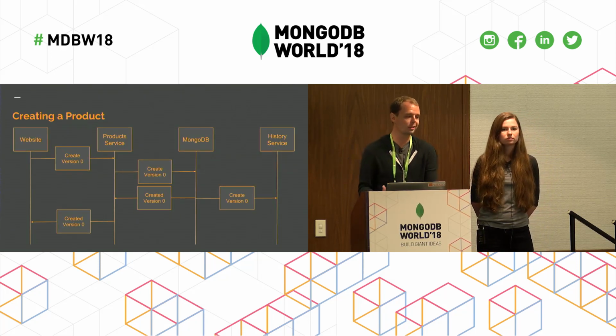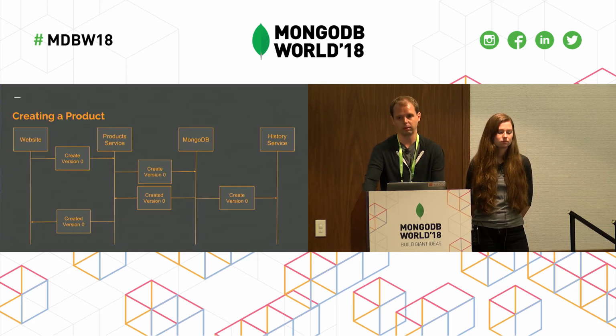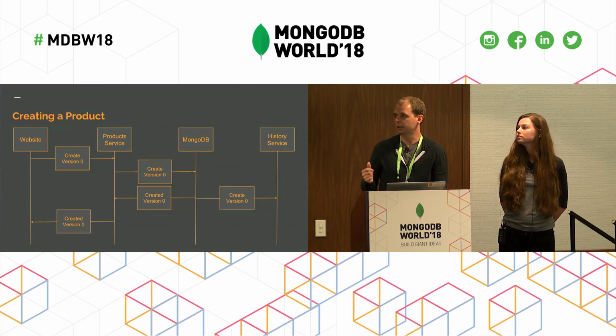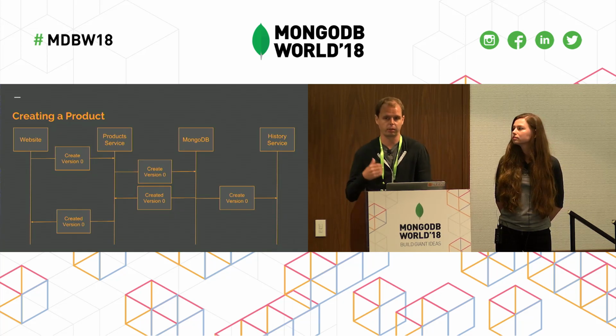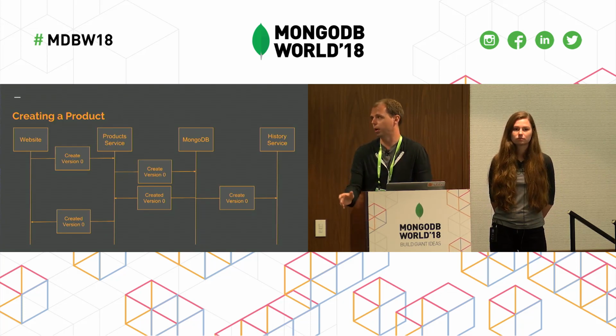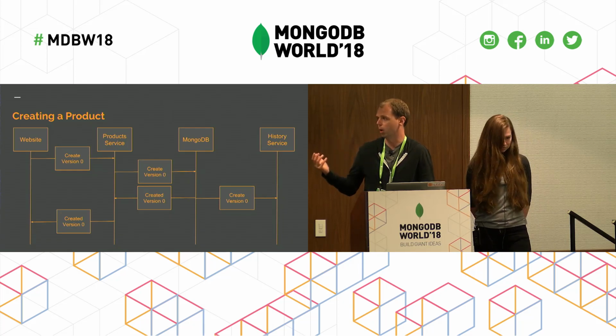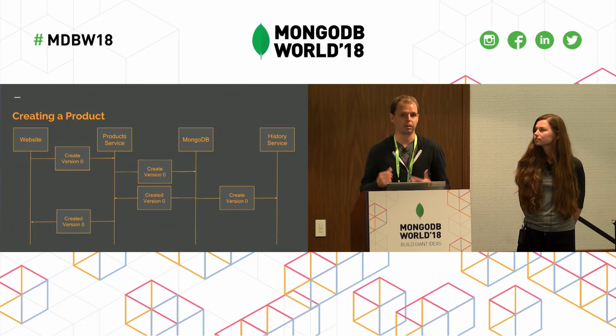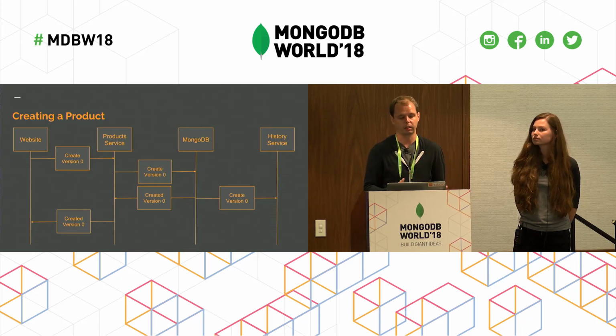And so what did an example of creating a product look like using change streams in this new format for Hubba? So you can see here we've got our website, and it decides to create a ring. And it reaches out to the product service, and it says, I would like to create version 0 of this ring. Our product service then reaches out to our Mongo database, and it says, can I create version 0 of this ring? The Mongo database would say yes. It would return back to the product service, which would then return back to the website.